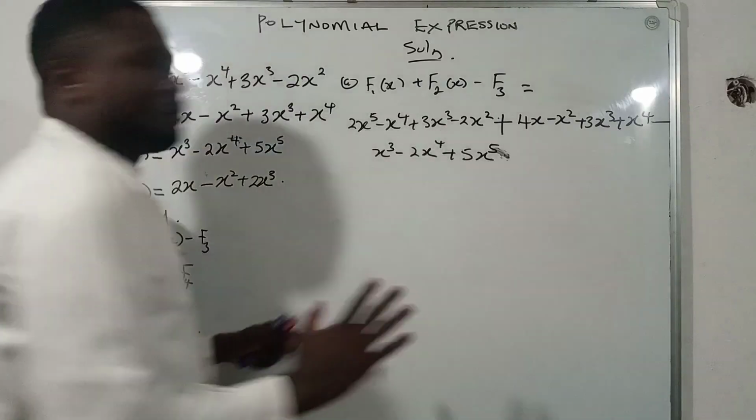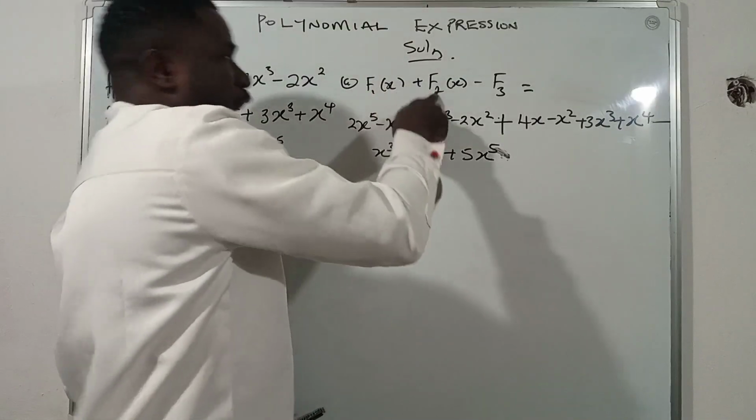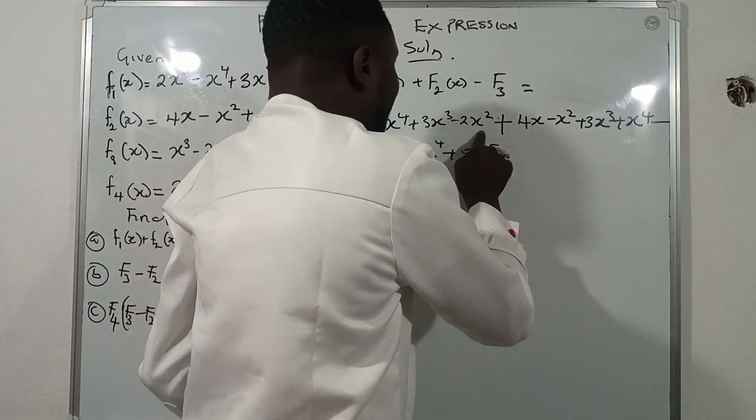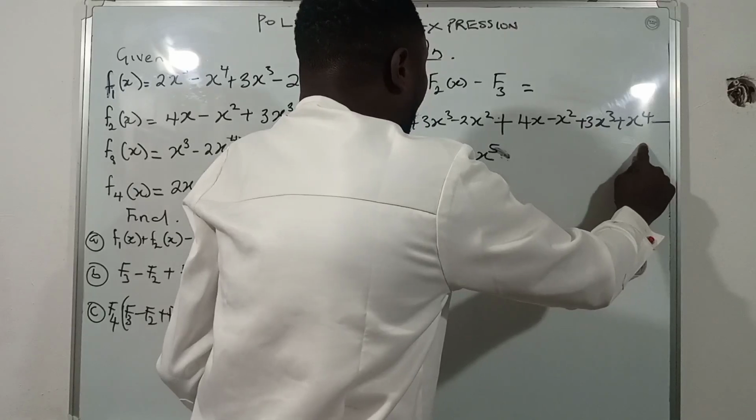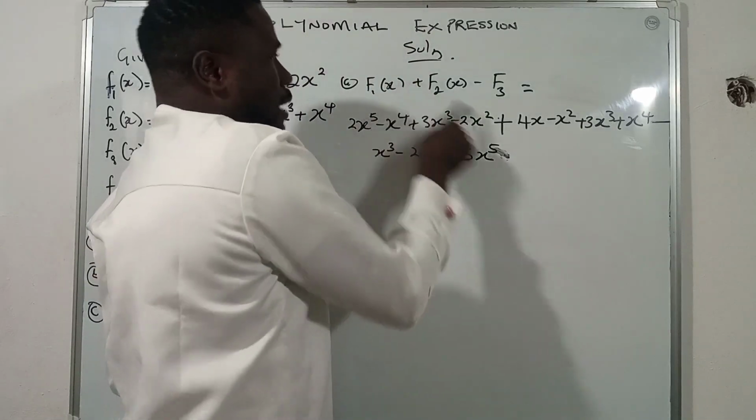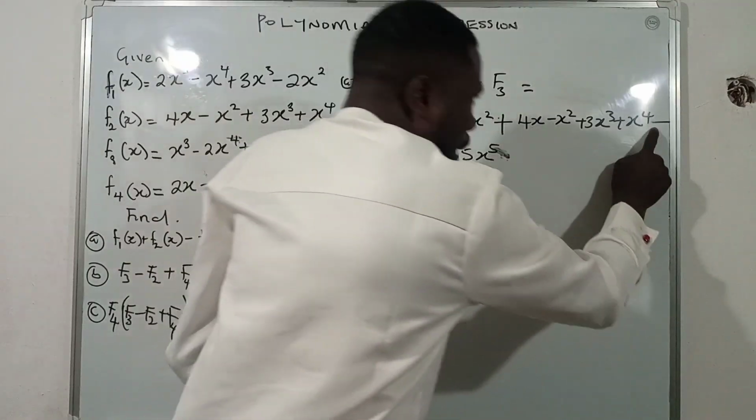So we have followed the formula. The formula just said F1 plus F2 minus F3, and that's what we have done. All of this represents F1, all of this represents F2, and all of this represents F3. Remember, there is a plus sign, therefore we had a plus sign here. Remember, there is a minus sign, so there is a minus sign here.